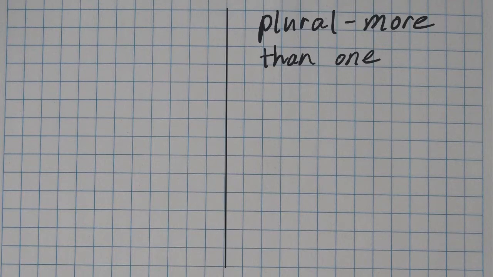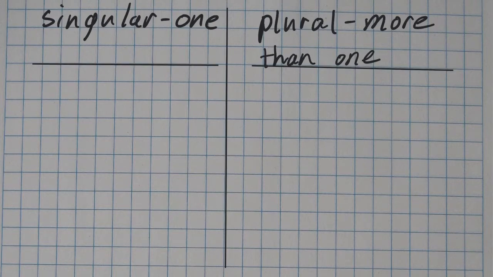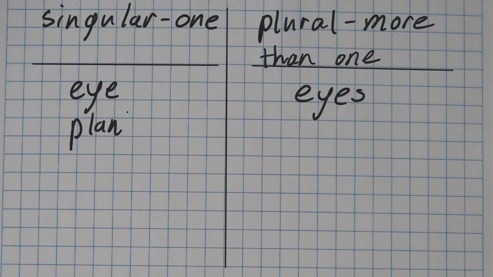And the opposite of plural is singular, which means, of course, one. So if you looked at some of your words here, the word I is singular. If you have two I's, that is plural. Plant would be singular. You have one plant. If you have more than one, you have plants. Very simple, basic idea.